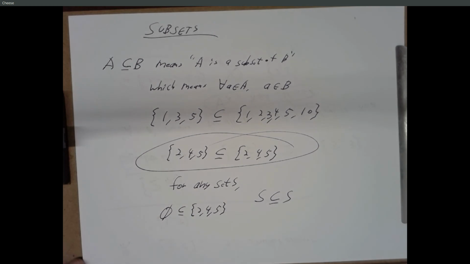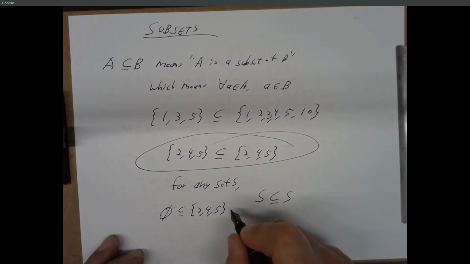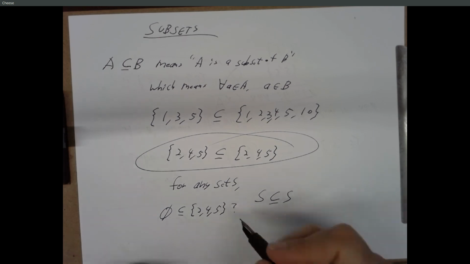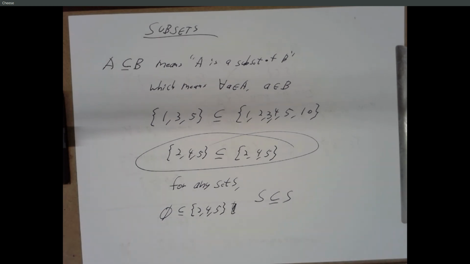How about the empty set? Is the empty set a subset of the set 2, 4, 5? Yes. Why? Because a set containing nothing can be inside of a set that contains something. It takes some wrinkling of the brow to come to terms with this, but if we think about our definition to be a subset, we require that every element here is also an element here. Well, if there are no elements here, our condition is kind of satisfied in the vacuous sense. Now that may feel weird, it may feel like cheating, that's okay.